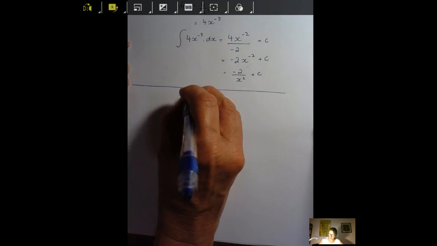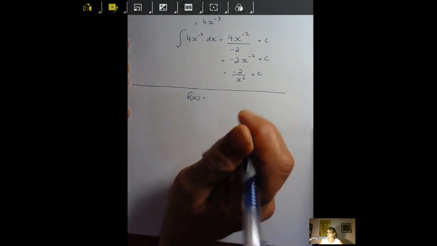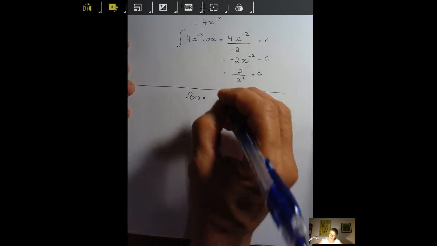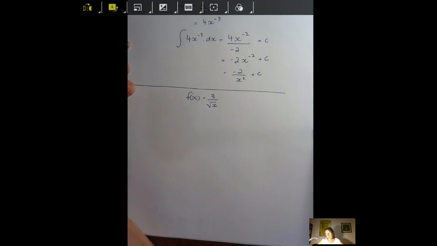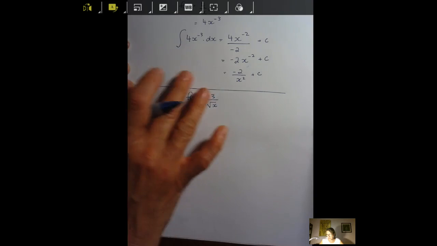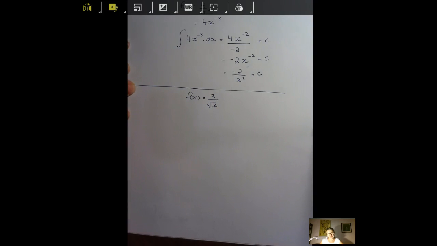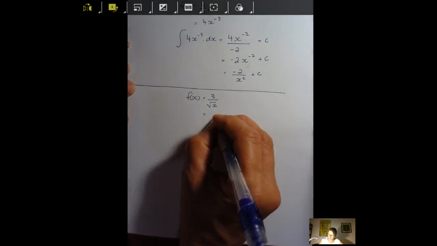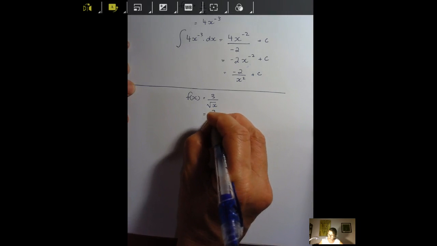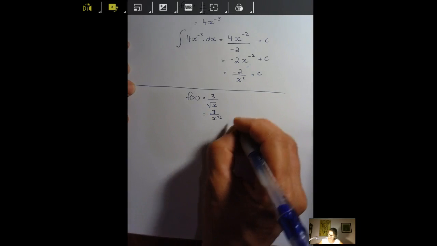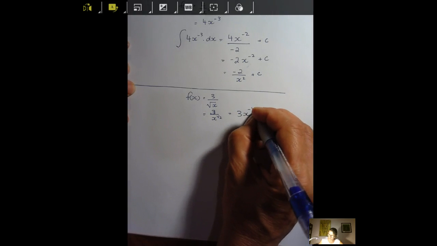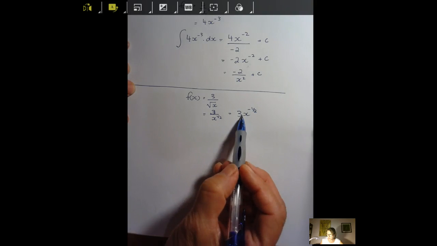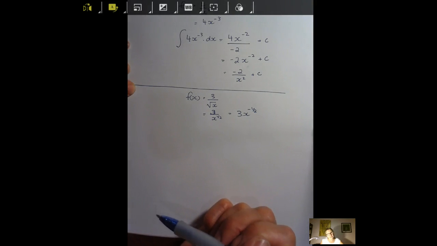Let's look at another function. This time our function is going to have, say, a square root. So we're going to look at 3 divided by the square root of x, and we want to integrate this. First of all, I'm going to write this in a format that makes it easy for me to do. So 3 over square root of x is the same as 3 over x to the power of a half, or I could write it as 3 times x to the power of negative a half. So once I've got my x up on the numerator, I can now easily integrate this.